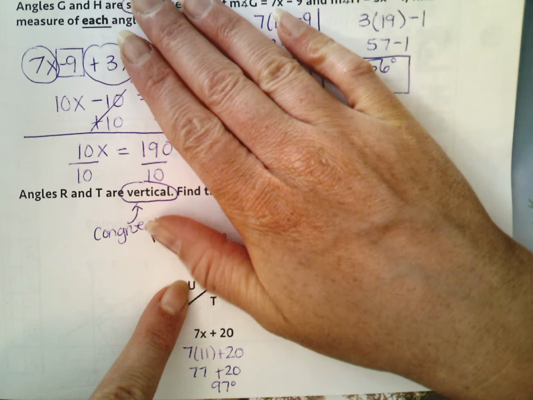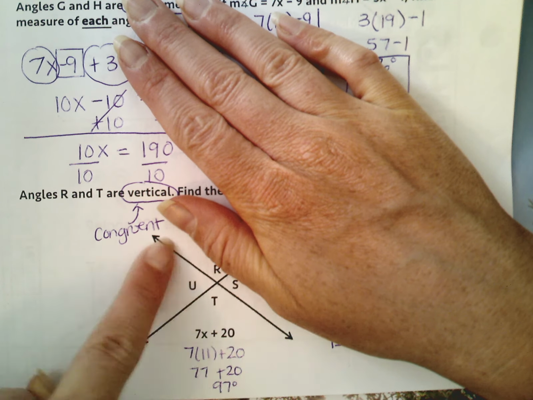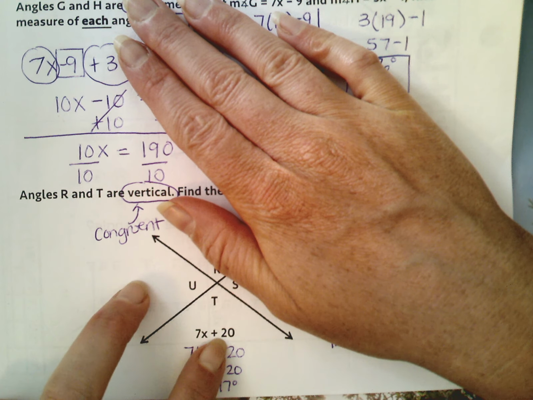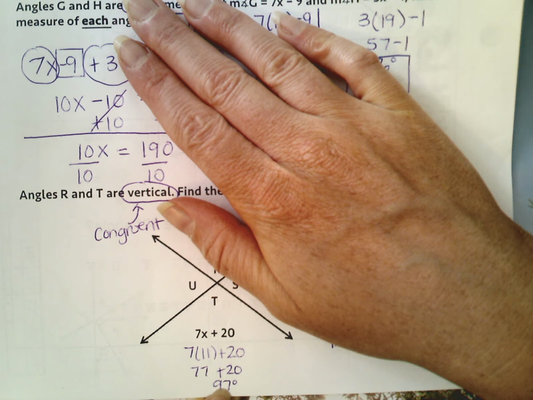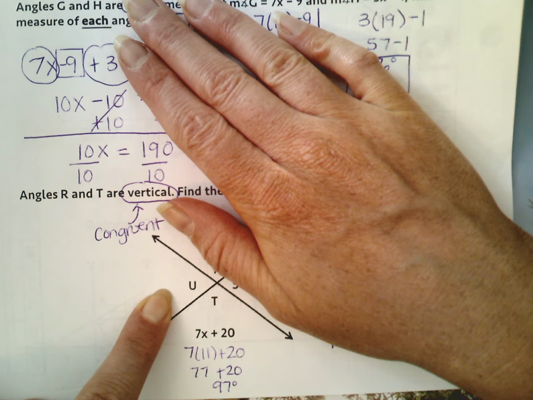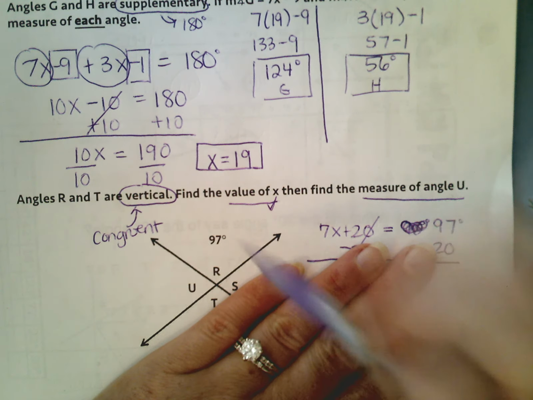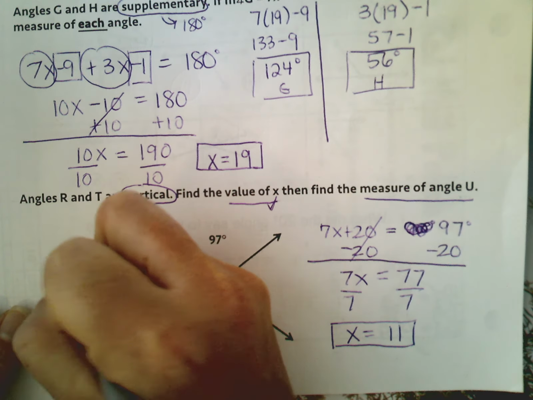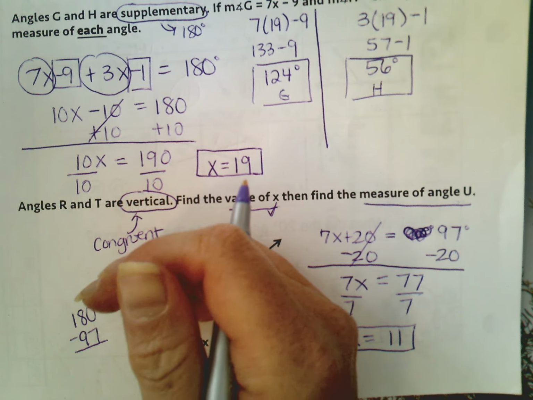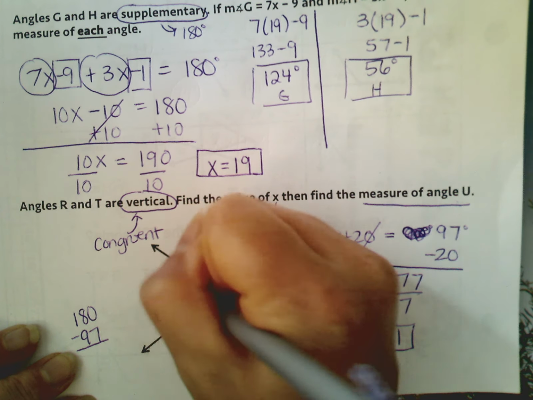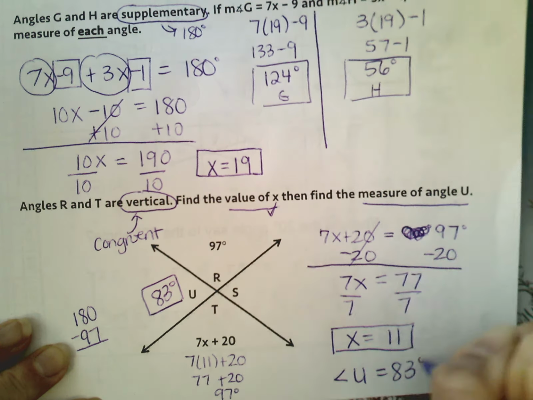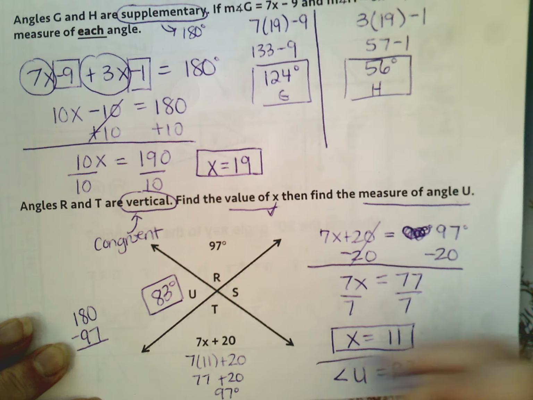Angle U and T also create this straight line. So these two angles are also supplementary, so they add up to 180 degrees. So if I know this one's 97, I could subtract 97 from 180 to find my missing value of U. So this one is a little bit neater because it's already written out for us. So all we need to do to find angle U is 180 degrees minus 97 degrees is 83 degrees. So angle U is equal to 83 degrees, not 183, 83 degrees.